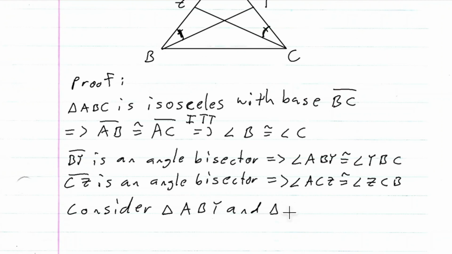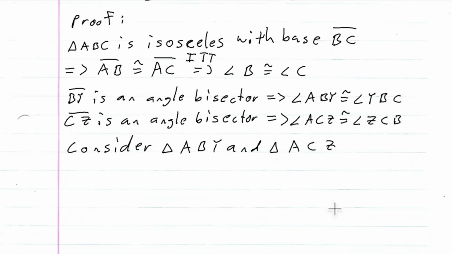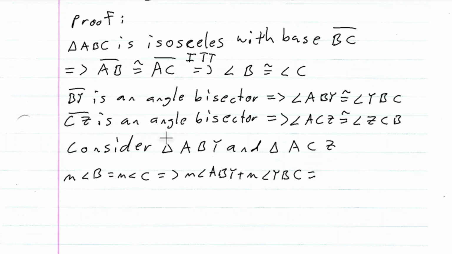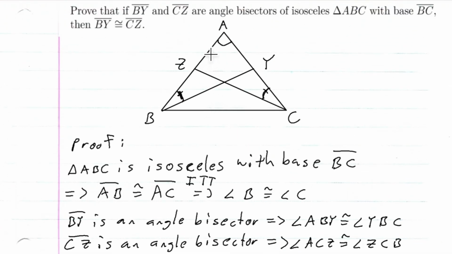and triangle ACZ. Well, we know that the measure of angle B is equal to the measure of angle C. So the measure of angle B, right, is the measure of angle ABY plus the measure of angle YBC. And we know that angle C is ACZ plus ZCB, right? So this is the measure of angle ACZ plus the measure of angle ZCB, right? So since B is equal to C, those angles are equal. That means these sums are equal. And we know that ABY is congruent to YBC. So instead of writing YBC, we'll want to just write 2ABY, right?